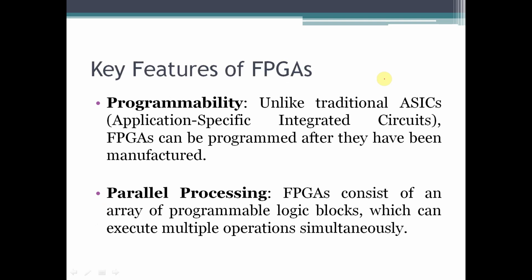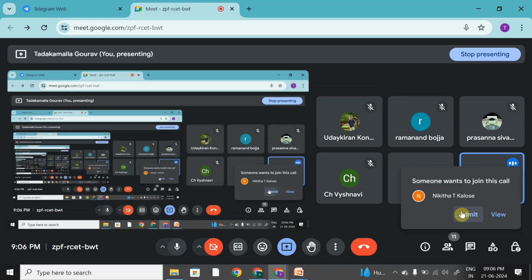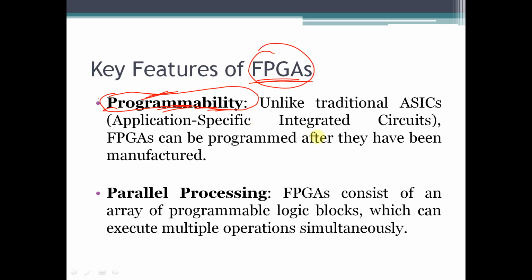Coming to the key features of FPGA, the key feature is programmability. I'm stressing more and more on this keyword, programmability. This makes FPGA very easy to use, and very useful for the design engineers who are doing R&D on any new prototype. Unlike traditional ASICs, application specific integrated circuits, FPGAs can be programmed after they have been manufactured. So after manufacturing also, we can program these FPGAs.